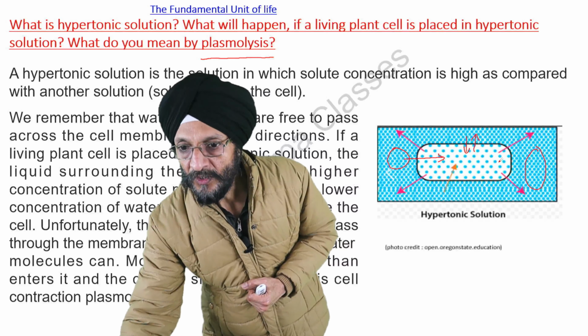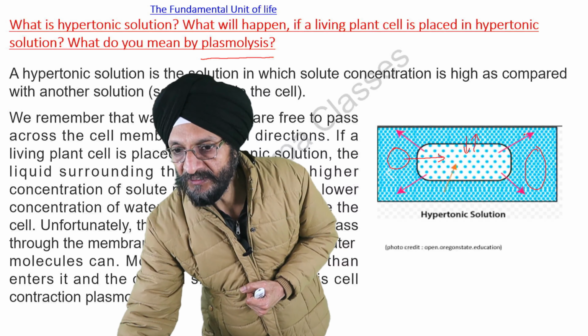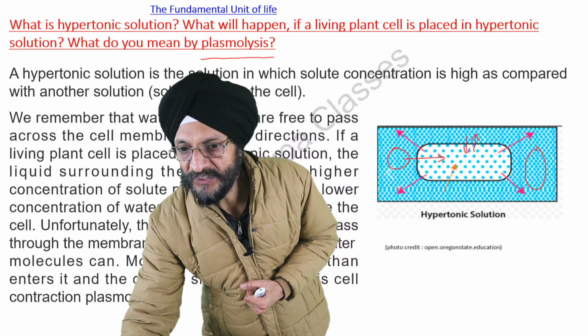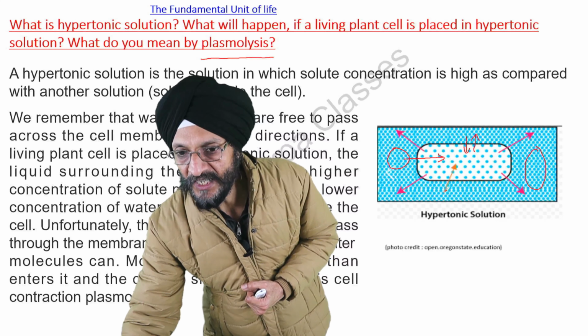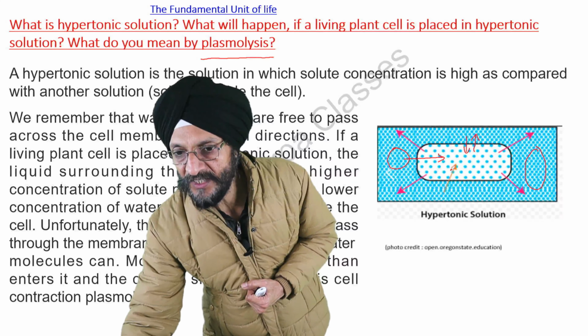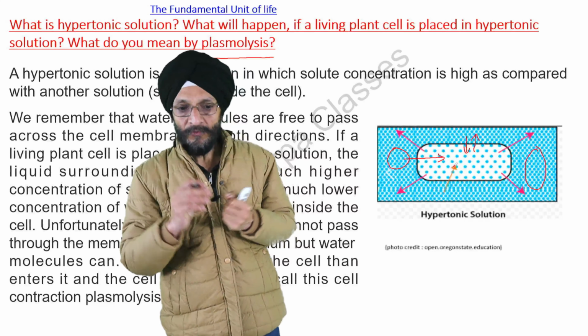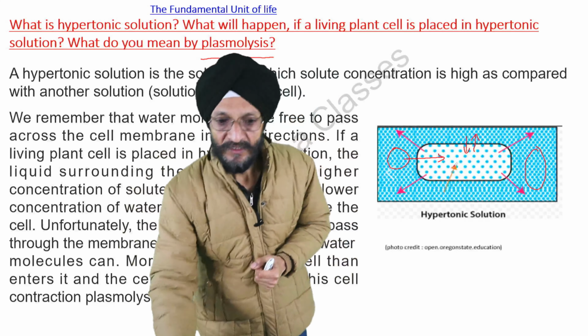So more water will leave the cell. You can see here these pink color lines. More water is coming out of the cell. Only a small amount of water is coming inside the cell. So what will be the net result?